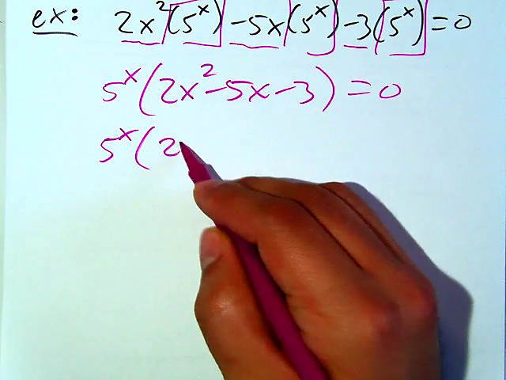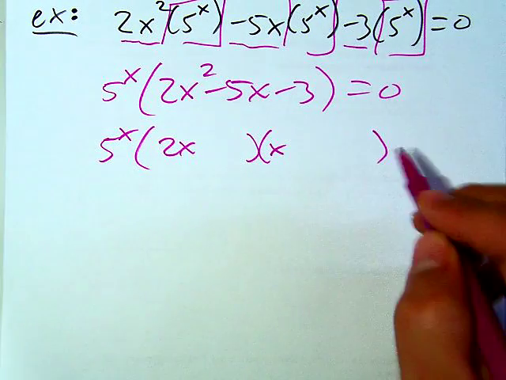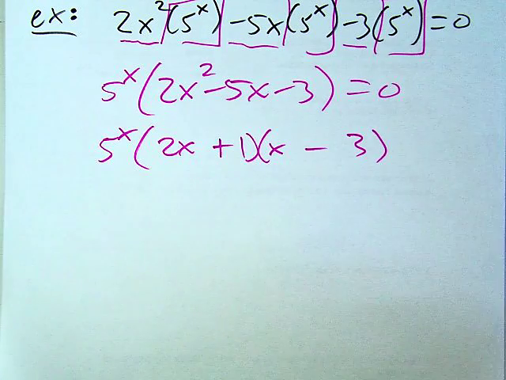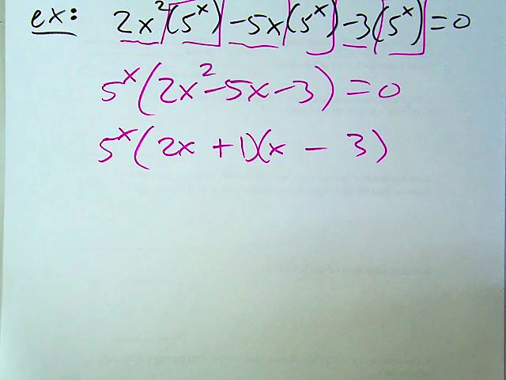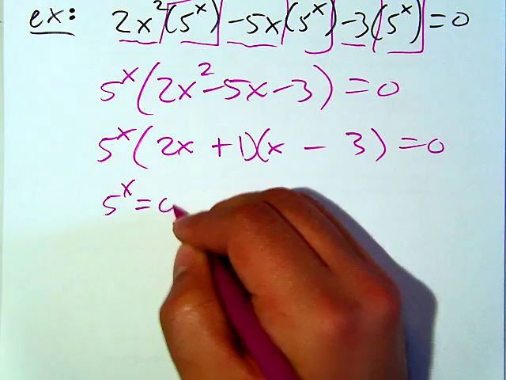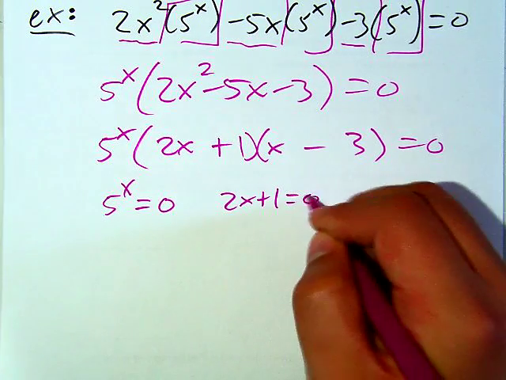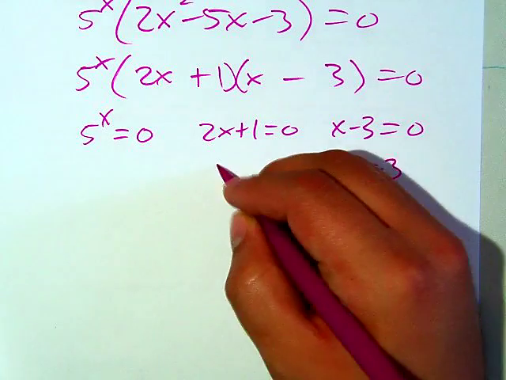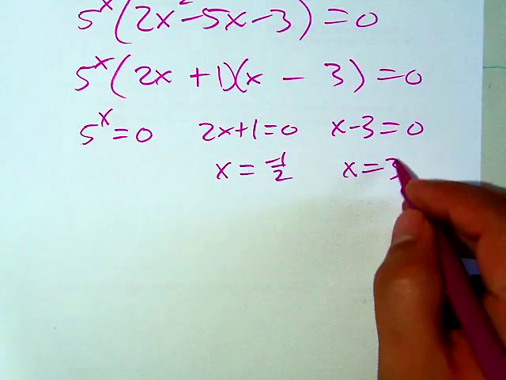If you factor this by trial and error, it's going to be 2x, x. This needs to be 3, that needs to be 1, this needs to be minus, that needs to be plus. And now you just set each one of these equal to 0. So 5 to the x equals 0, 2x plus 1 equals 0, x minus 3 equals 0. Here you got x equals 3. Here you got x equals negative a half.